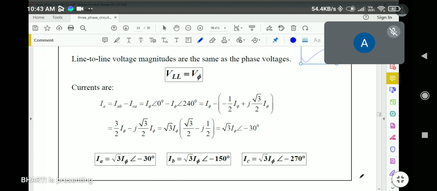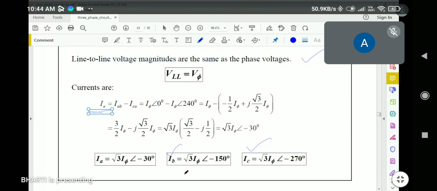So we can put the values of IAB and ICA, which is simply I phi, or I phase. Sometimes it is written IP also. Different nomenclatures are there, but it is the phase current. I phi angle 0 degrees minus I phi angle minus 240 degrees. So it will be root 3 times phase current, angle of minus 30 degrees. Did everyone understand this? Yes, ma'am. Clear to everybody? So we can just replicate this thing. IA we can replicate to IB as well as to IC.